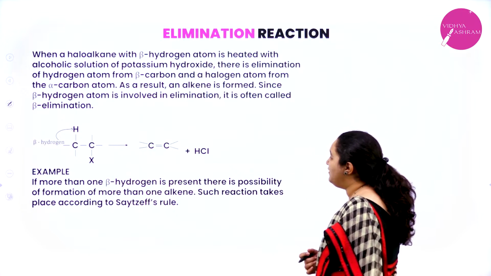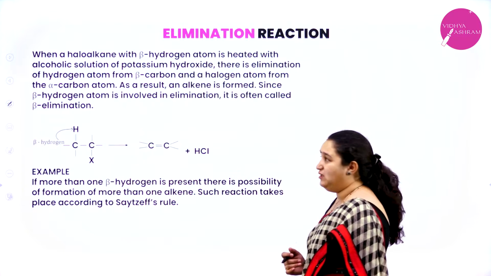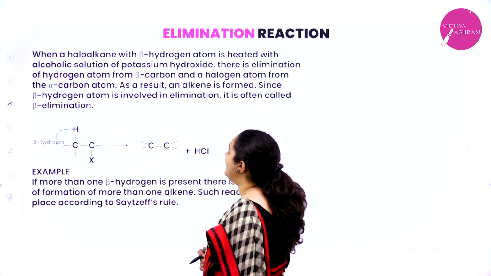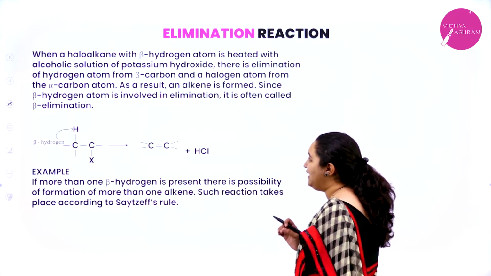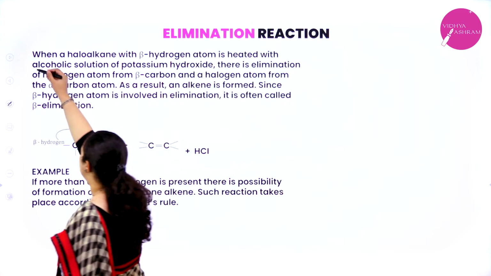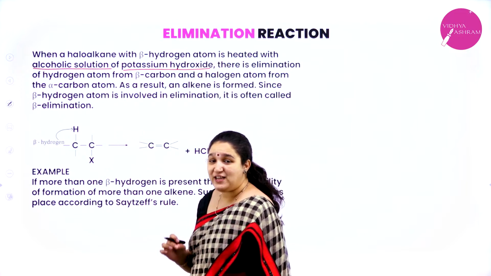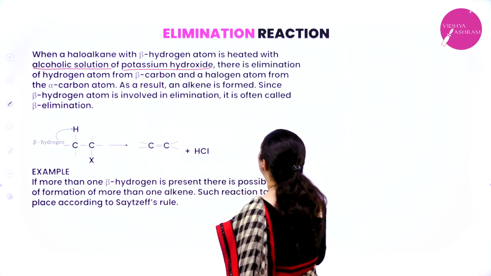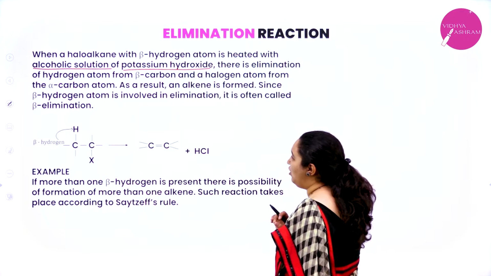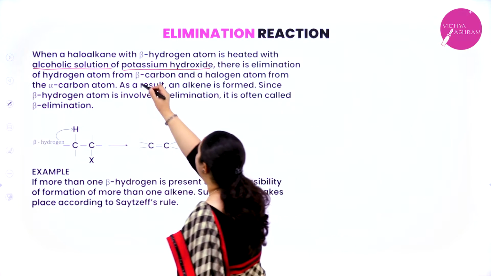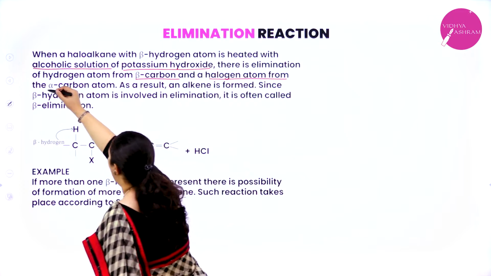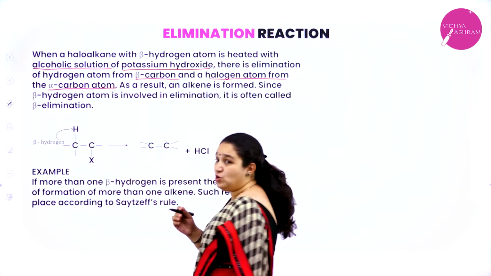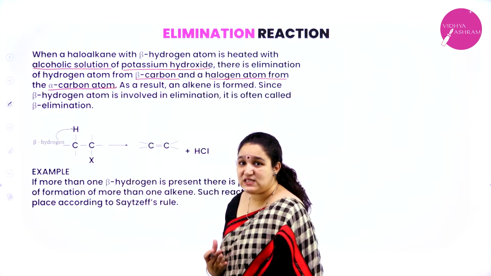Okay. So first one is elimination reaction. When haloalkane with beta hydrogen atom is heated with alcoholic solution of potassium hydroxide, there is elimination of hydrogen from beta carbon and the halogen from alpha carbon atom. So what is the meaning of this statement?